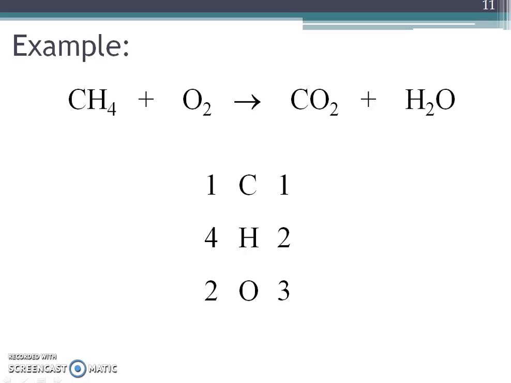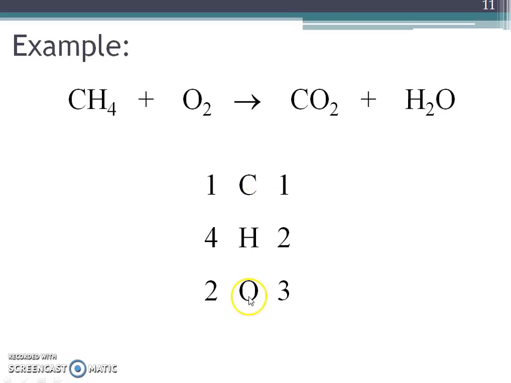So if we look at this as an example, you should know now that this is methane from our organic chapter 24. We add it to oxygen. So if we have a hydrocarbon like methane and we add oxygen, this is a combustion reaction or a burning reaction. It's going to form products of carbon dioxide and water.